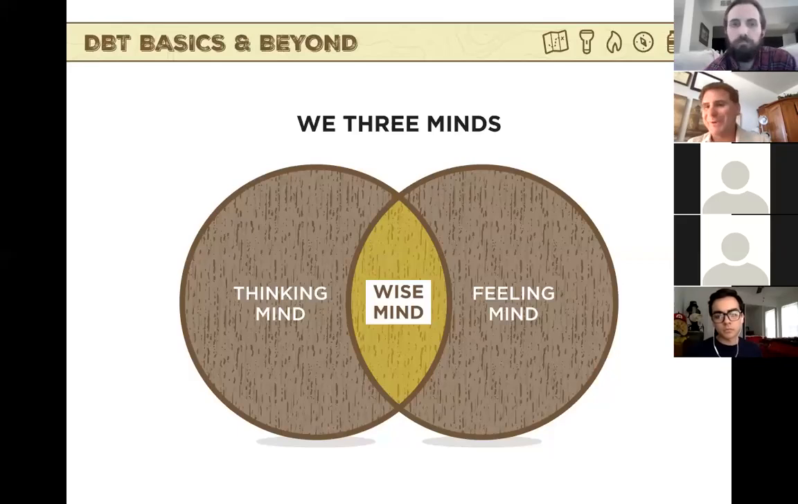Yes, both. So think of the thinking mind as prefrontal cortex. Think of the feeling mind as the limbic system. Think of the wise mind as both hemispheres and all brain systems working together harmoniously. So if you're looking for a neurological definition, that's the best way I would say it.